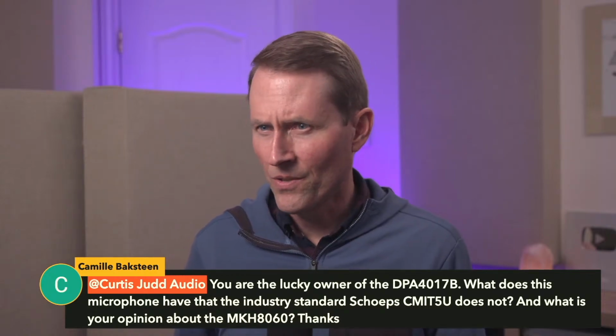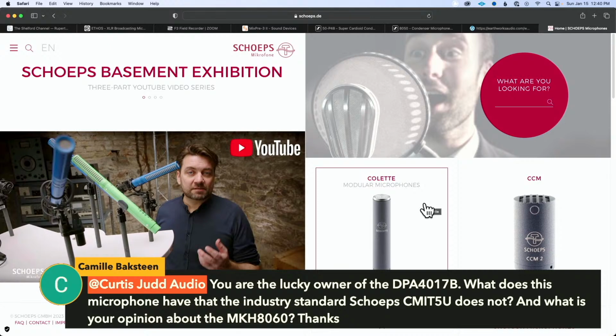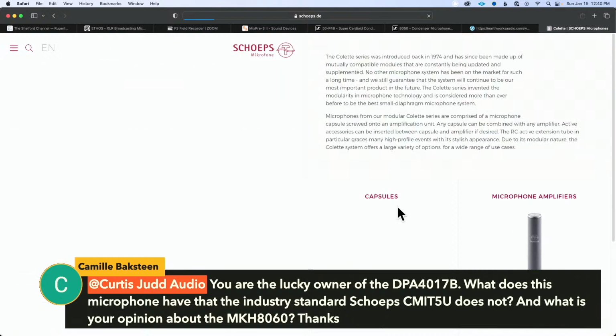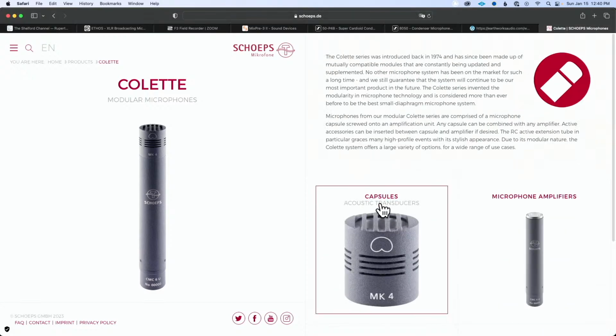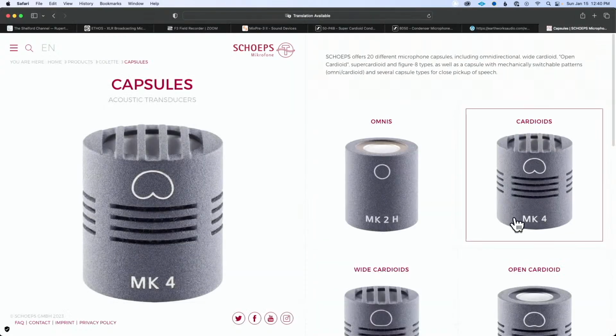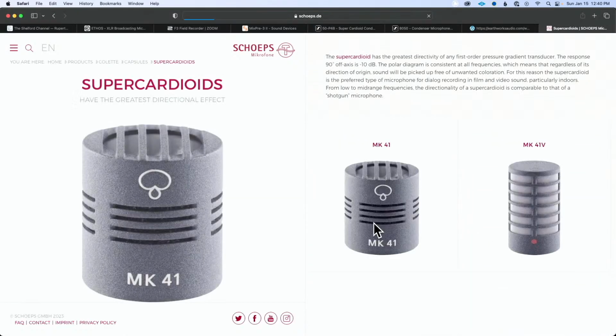All right, let's go over to the Schoeps. All right, so we have the Colette microphones. And this is specifically the MK41 supercardioid. All right, so, CMIT5.